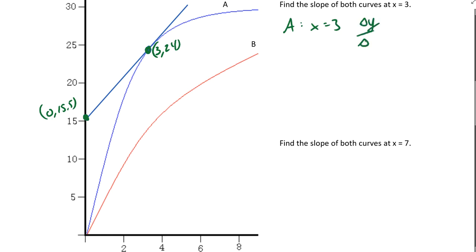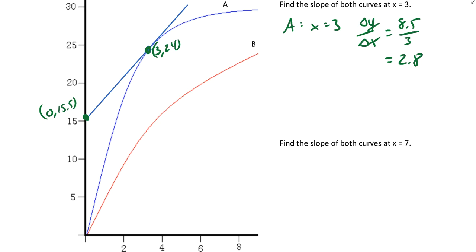If I do my delta y over my delta x, my change in y, well, it goes from 15.5 to 24. So that would be a difference of 8.5. So it went up 8.5, and it went from 0 to 3, so that's easy. So I'll just divide the 2 out, and I get approximately 2.8 for a slope. So at that point right there for curve A, hopefully the slope's around, looks like around maybe just under 3, somewhere around there. So hopefully you get somewhere close to that.